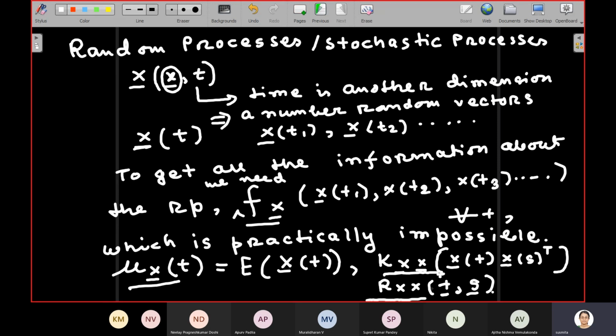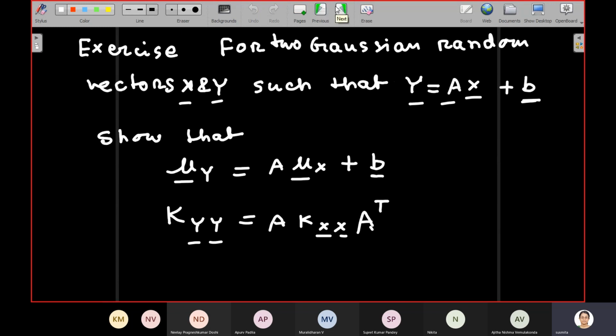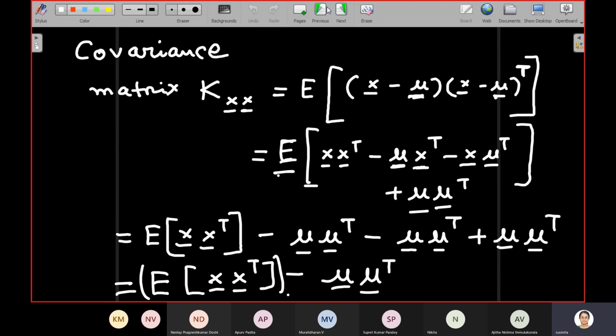So this is the correlation matrix, this is the covariance, this is the mean. Now we also know the relationship of the covariance matrix with the correlation and mean. We proved this last time. So the covariance matrix is given by the correlation matrix minus mu mu transpose. So if we know the mean and the correlation matrix, we can find the covariance matrix. So basically we need to keep track of the mean and the correlation matrix.